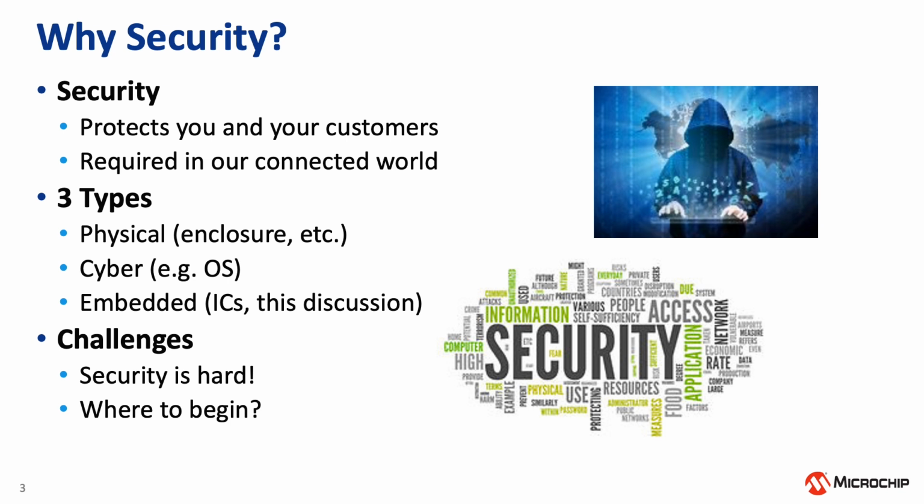There are 3 types of security that can be implemented in a design. The first one is what we call physical security. This is typically provided by the enclosure or any kind of restricted access. The second is cyber security. This is from your operating system, and all the little software you can add to a system to provide security.